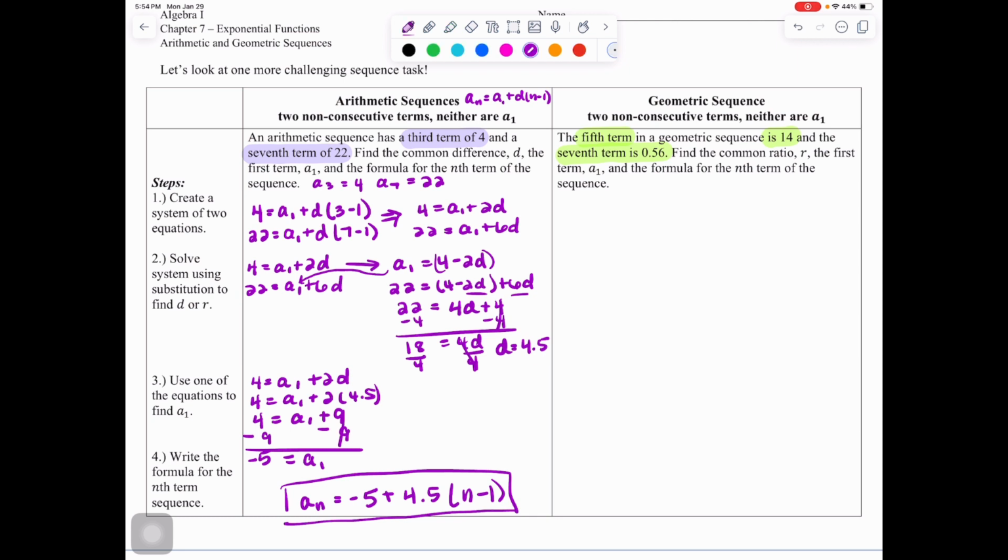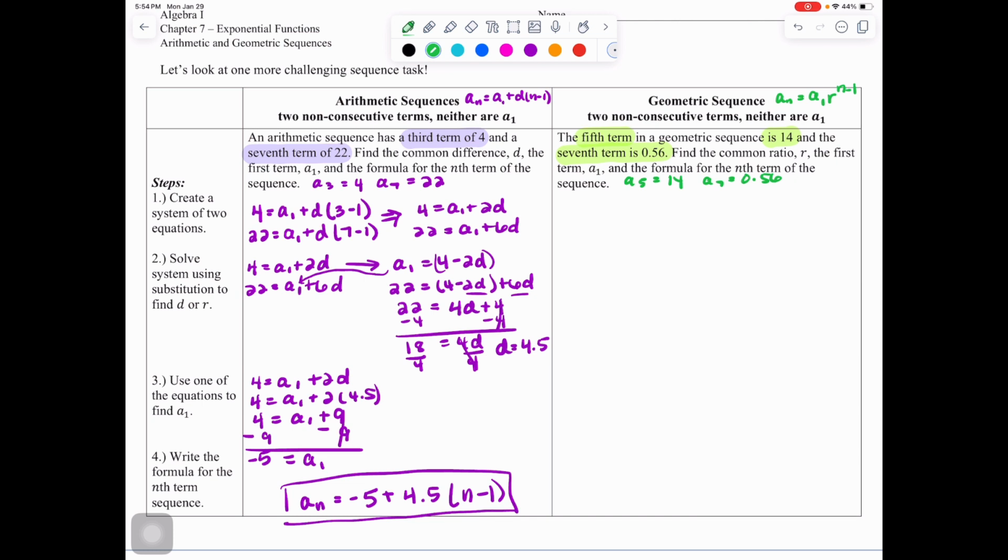This is geometric this time, so I'm going to write the generic formula. A sub n equals a sub 1 times r to the n minus 1. And that's what we're going to use to help us do this, okay? So the fifth term, that means a sub 5, is 14. And the seventh term, that means a sub 7, is 0.56.